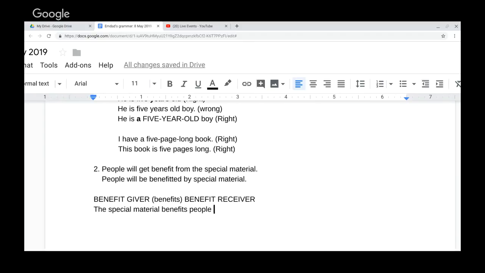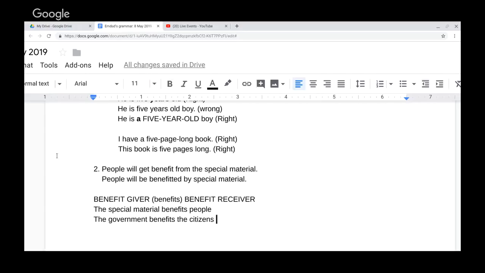Government is giving free public transport to citizens. Yeah, how can we write this? The government benefits the citizens. Is it clear? Not benefits to, not benefits towards, not benefits of. So benefit giver benefits the benefit receiver. Yeah, is it clear? Are you following my point here?